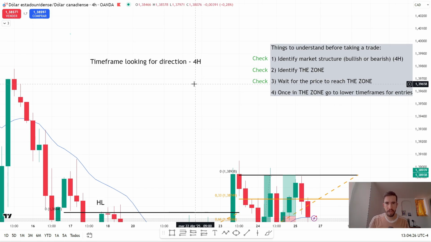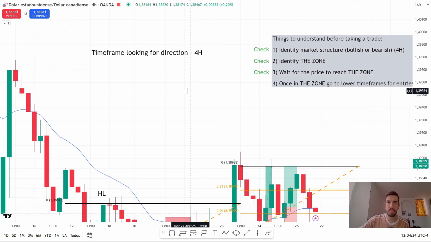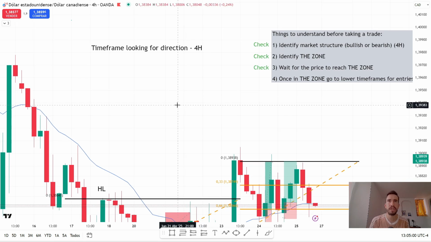What we're looking for in that time frame is to identify if the market is bullish or bearish. If it's bullish, we want to look for buying. If it's bearish, we want to look for selling, okay? Never sell on a bullish market and never buy on a bearish market. You can do it and maybe make some money, but the idea is to put the probability on our side. It doesn't make sense that if the market is bullish, going up, you try to sell.